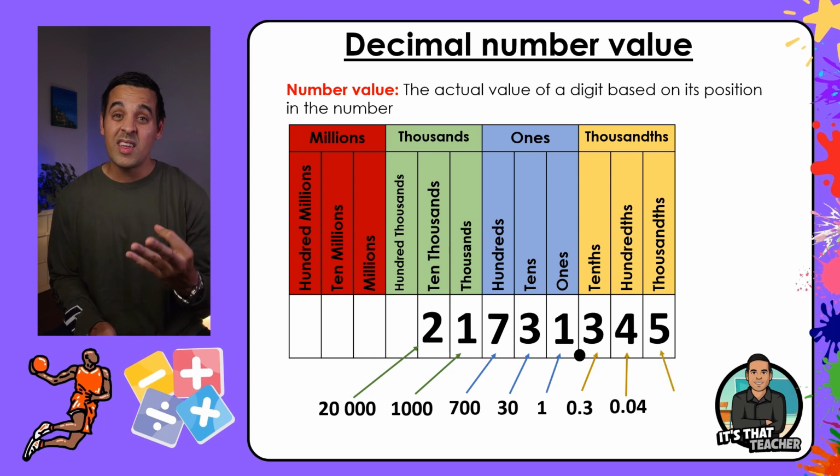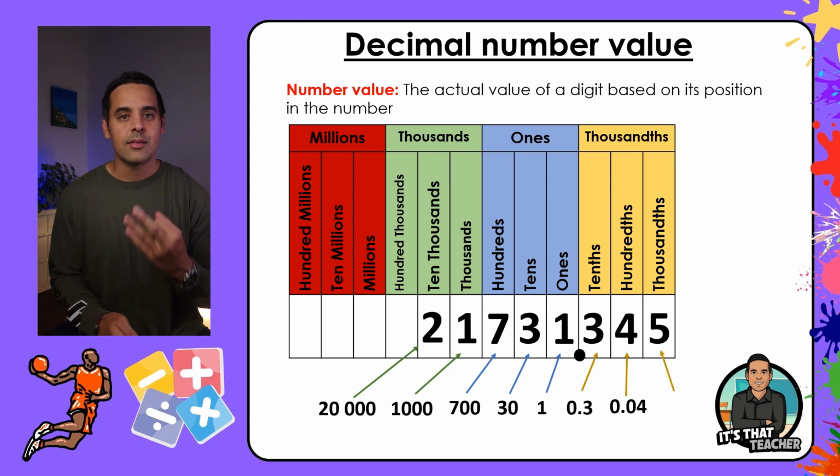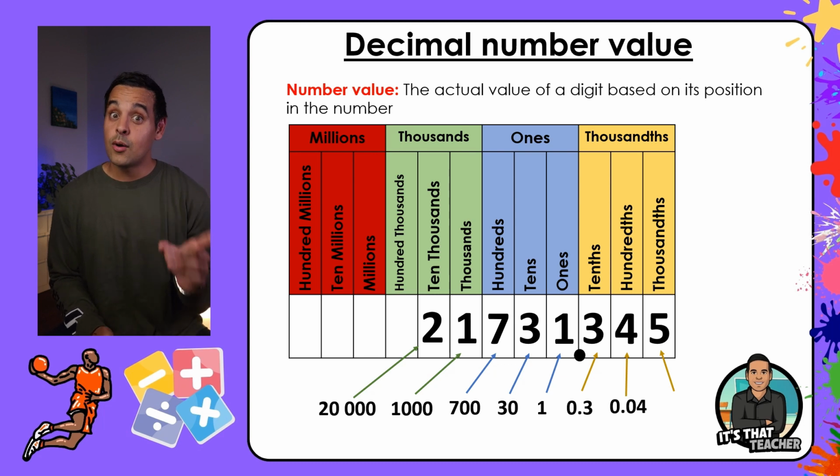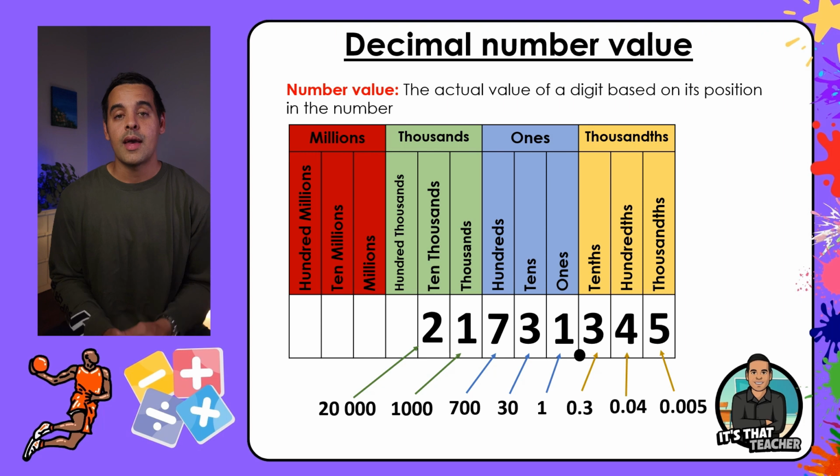You need to put 3 zeros. Just think of the number 1,000, there's 3 zeros. So they need to go in this order: 0.005, okay? So that's how we do the decimal number value.